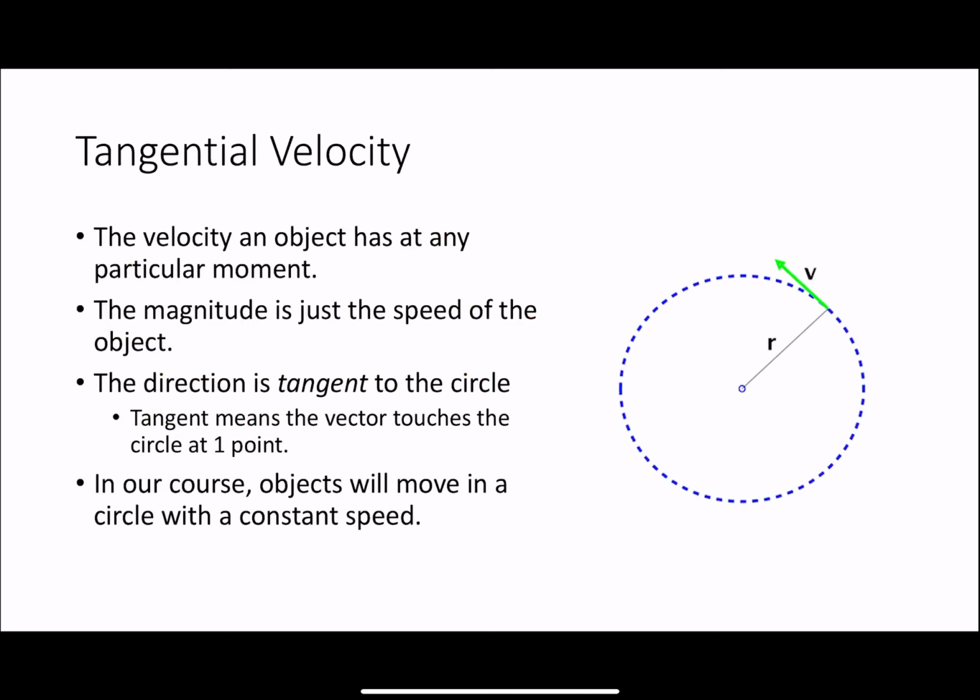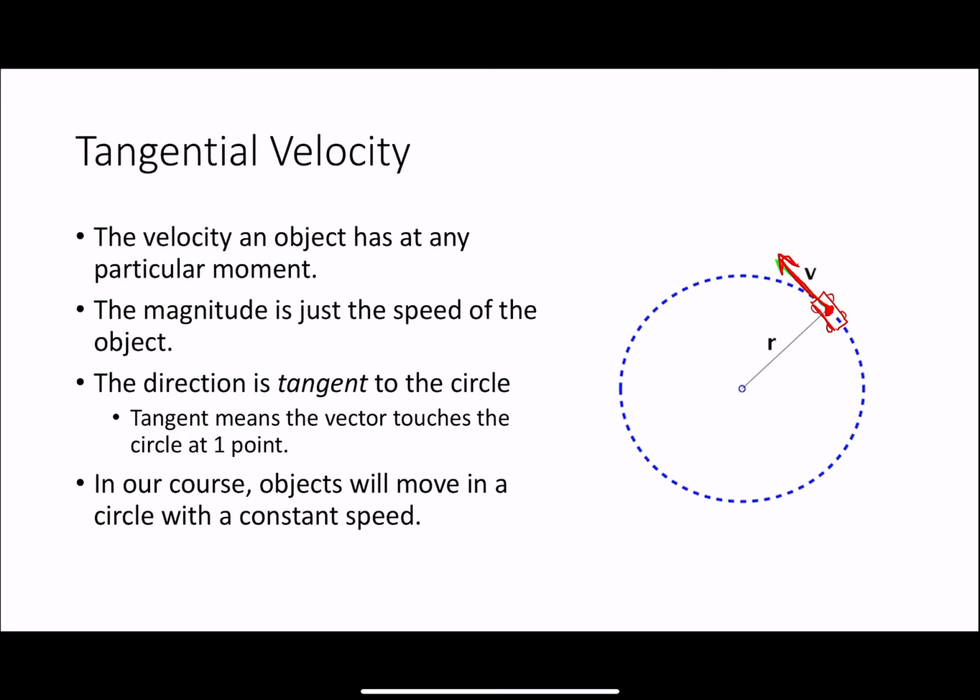Tangential velocity. So this is the term that talks about the velocity of an object at any particular moment. So if we have an object traveling in a circle, at this moment, forget about the circle. At this moment in time, we have a car, right? Let's say this is a car. At that particular moment, if you stopped turning, if you just let the steering wheel go and it just went straight, we would be going this way, right? Our car would just keep going in that direction. It wouldn't keep turning. It would just go straight.